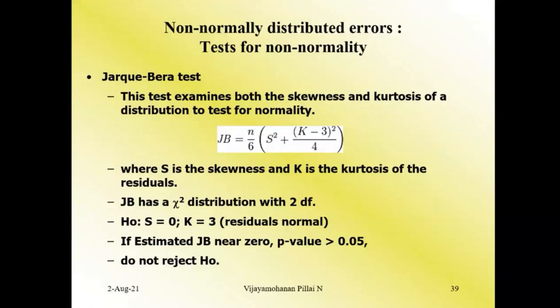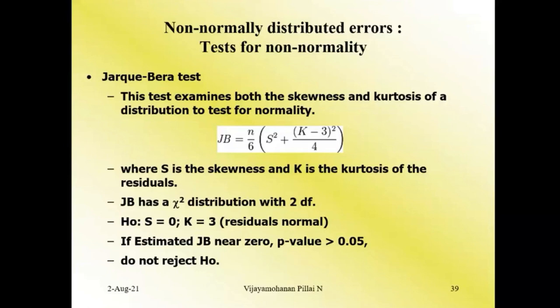Sorry, if the p-value is greater than 5%, then the null hypothesis. See, the null hypothesis here is not non-normality but normality. That is, the residuals are normally distributed. That we cannot reject. So once more I shall tell, if the p-value is greater than 5%, then the residuals are normally distributed. There is no problem of non-normality.